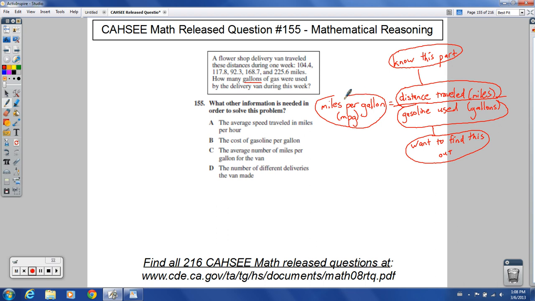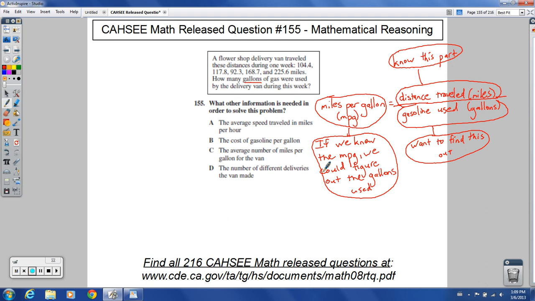And so let's think of this like that. So we would be able to figure out the gallons if we knew the miles per gallon. So let's say something like this: if we knew the MPG, we could figure out the gallons used, something like that. So that's the thought process going on here. Notice I haven't really checked my answer choices yet. I'm just thinking, brainstorming what I think the answer is going to be. So I'm going to start looking at these now and figure out what I've got here.